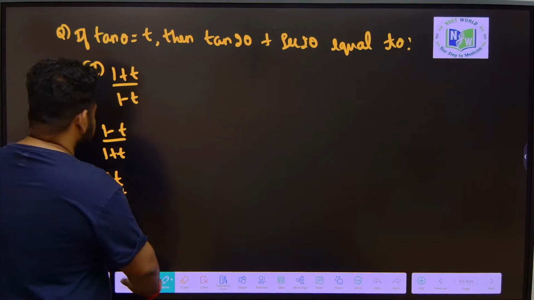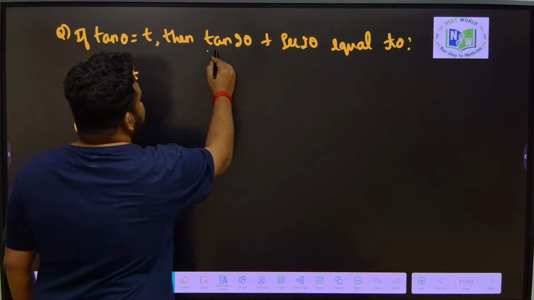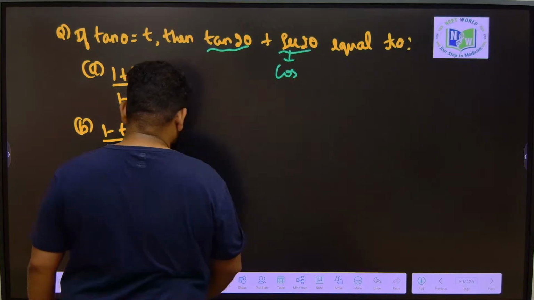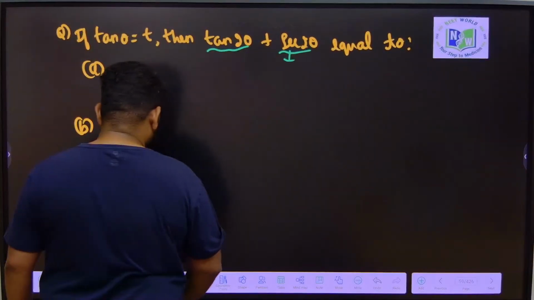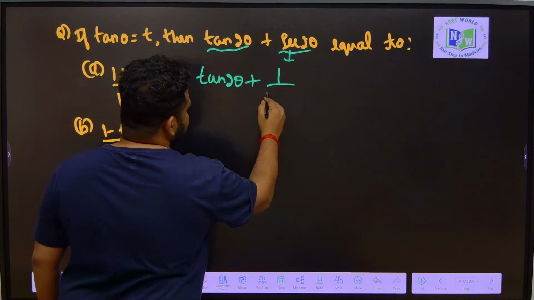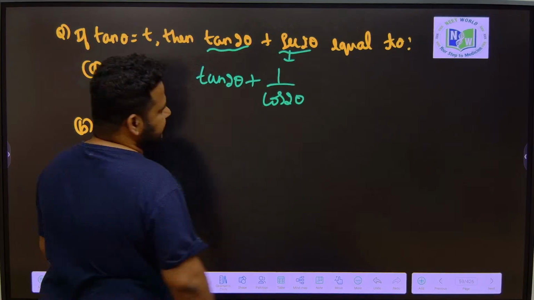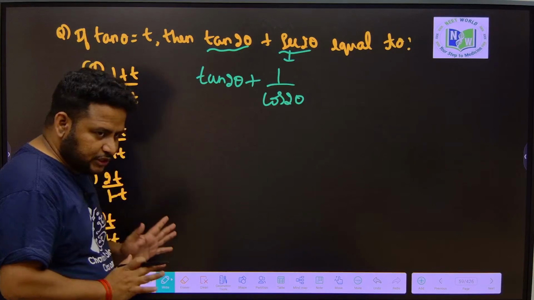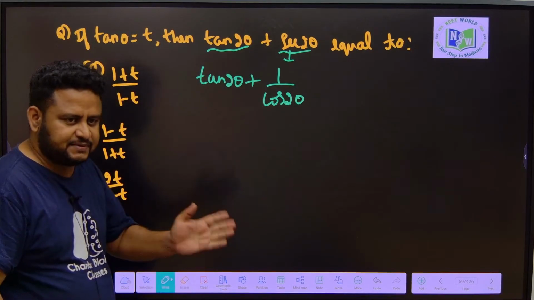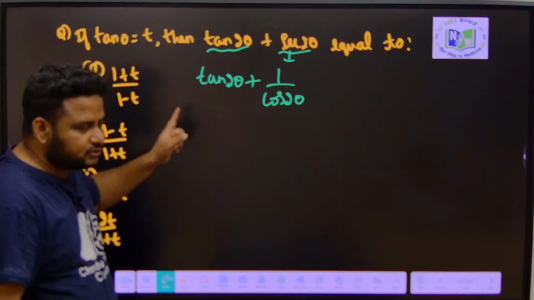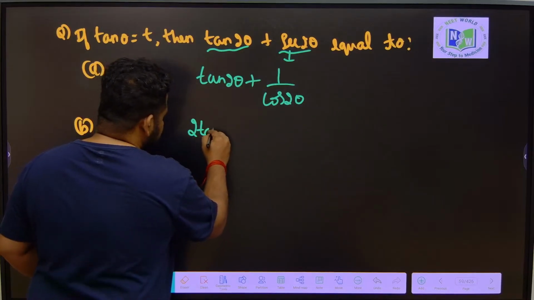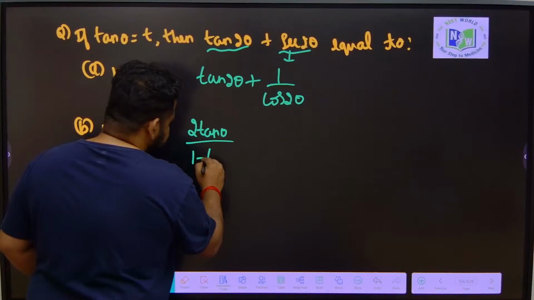First of all, we know tan 2 theta and secant 2 theta. Let me break down this question as tan 2 theta plus 1 by cos 2 theta. Correct? Secant can be written as 1 by cos. I told you the double angle formula, be it sine, cos or tan, can be written in terms of tan itself. So tan 2 theta I can write as 2 tan theta by 1 minus tan square theta.